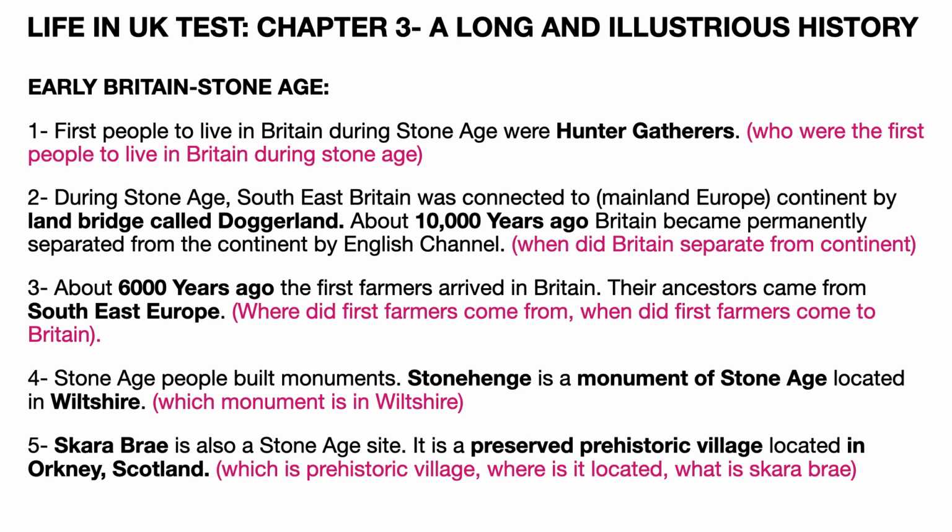The next important question is: about 6,000 years ago, the first farmers arrived in Britain. Their ancestors came from Southeast Europe. So, two important questions come from this sentence. Where did the first farmers come from? The first farmers came from Southeast Europe. And the other type of question they can ask is, when did the first farmers come to Britain? They came around 6,000 years ago.